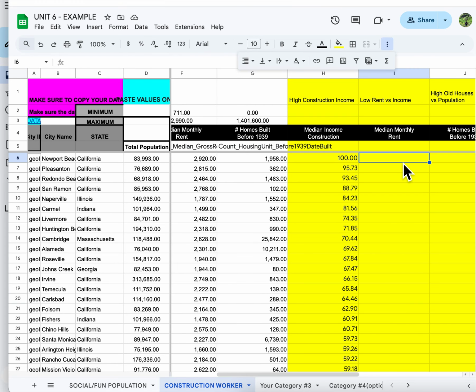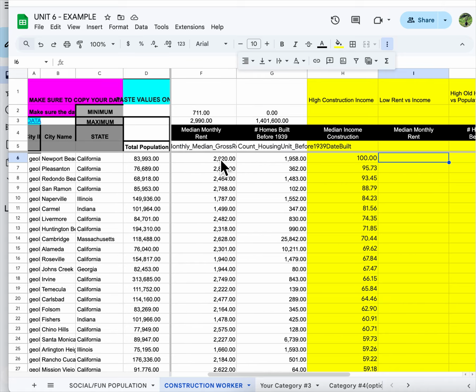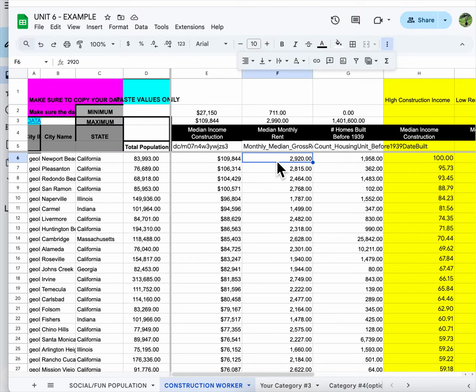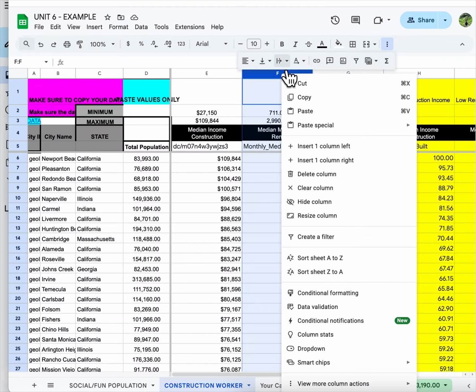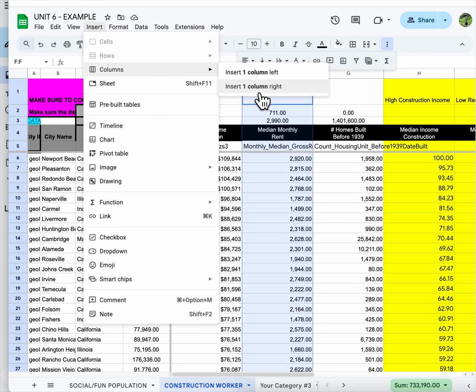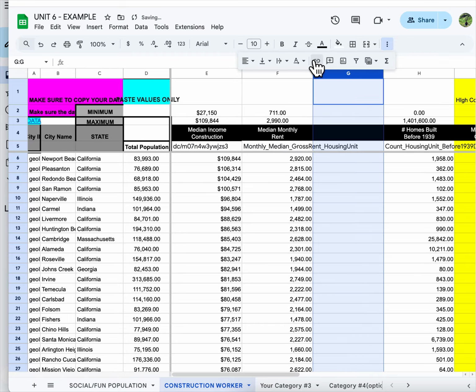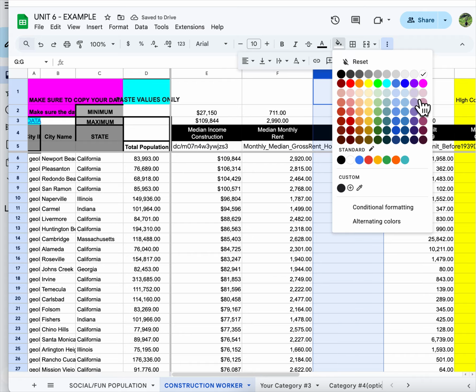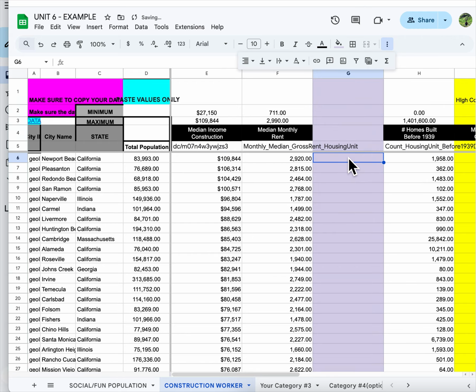Okay, but let's say I also want to consider the rent. Now, you could just do a low is good formula here, but let's say I want to look at, well, is it low rent and I get paid well? So to do that, we would look at the ratio of those things. We would divide these two values. And I'm going to change the color here so I can keep track of these special columns. So this is going to be how much is the rent compared to how much I get.